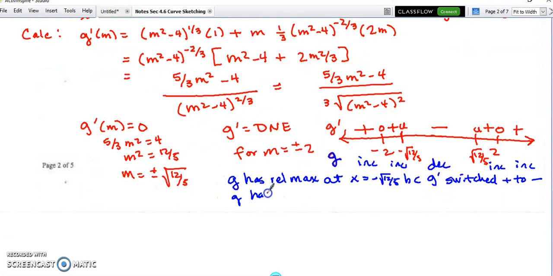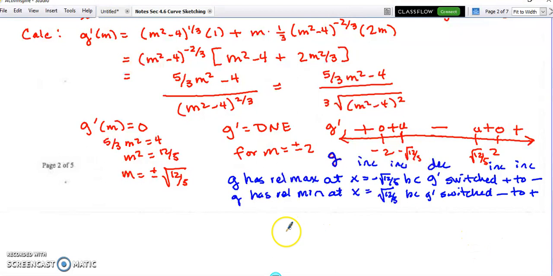And g has a relative min at x equal to positive square root of 12 over 5, because g prime switched from minus to plus. And then it doesn't have either a min or a max at negative 2 and 2. Right? We do need the coordinates of that. And so we have our negative square root of 12 over 5.